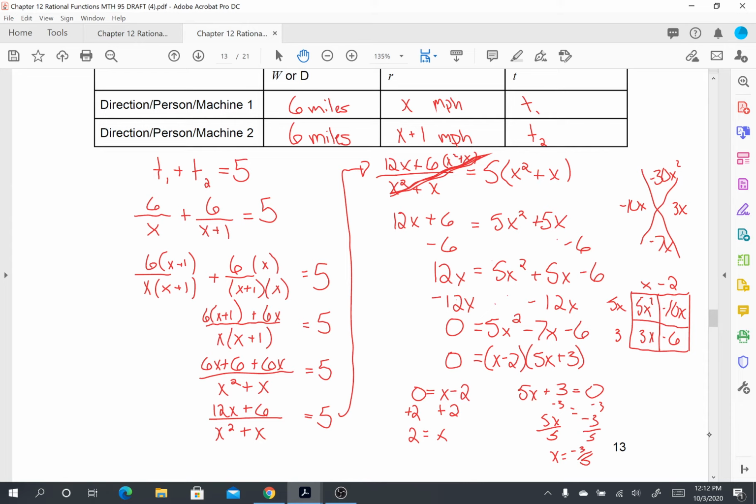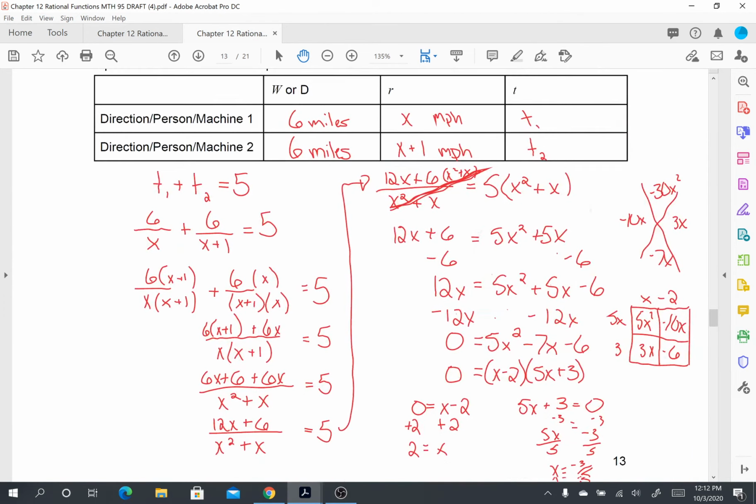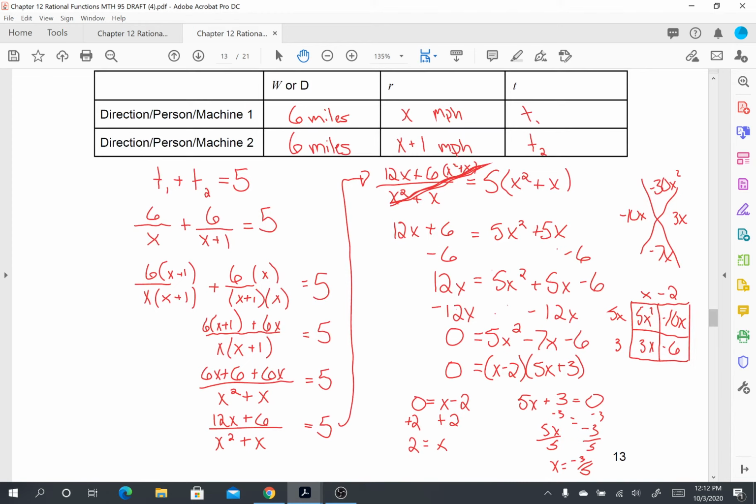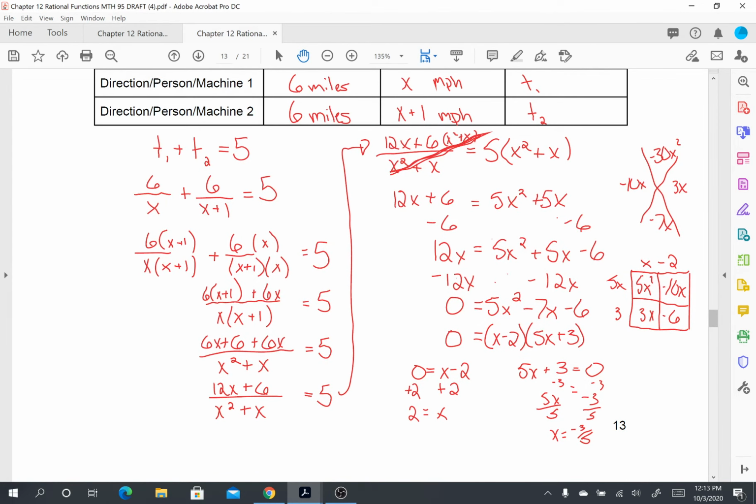Okay, now this was an application question. And we were asked to find, what were we asked to find? What is x? And we have 2 x's, and x was a speed. So we have x equals 2 miles per hour, or x equals negative 3/5 miles per hour. And only one of these makes sense in this situation. And in this case, 2.